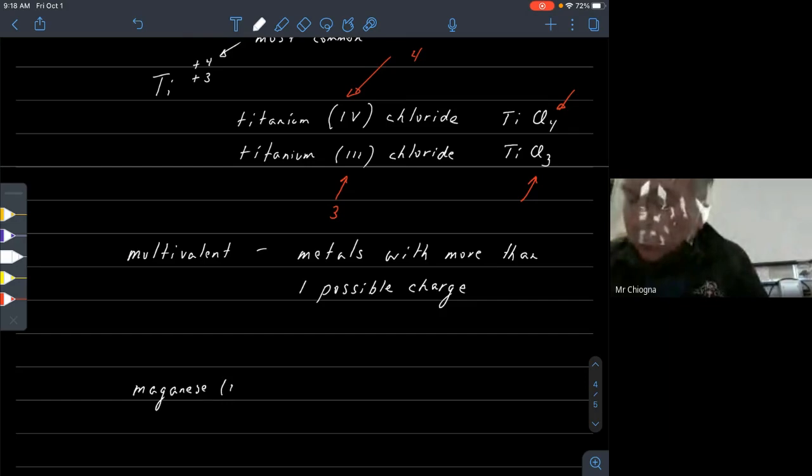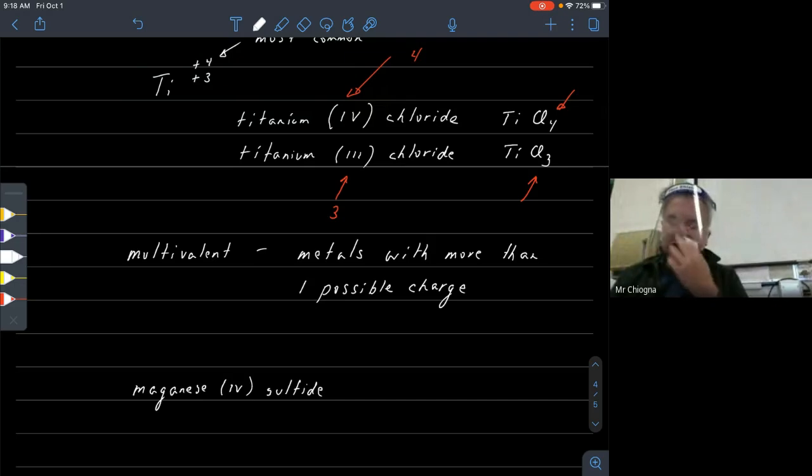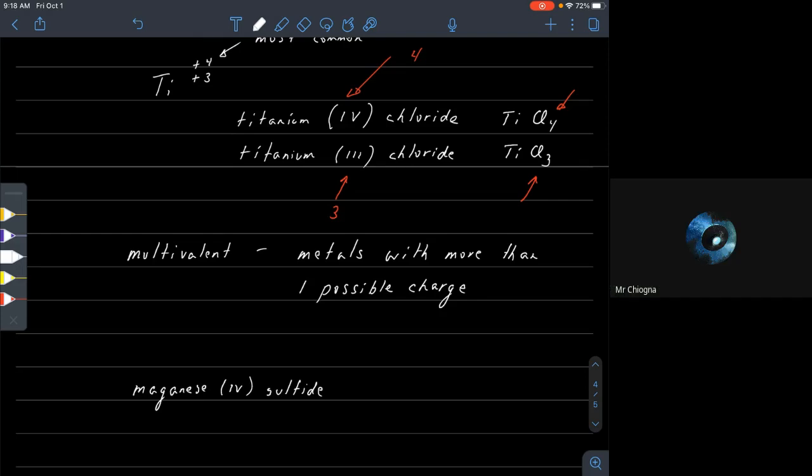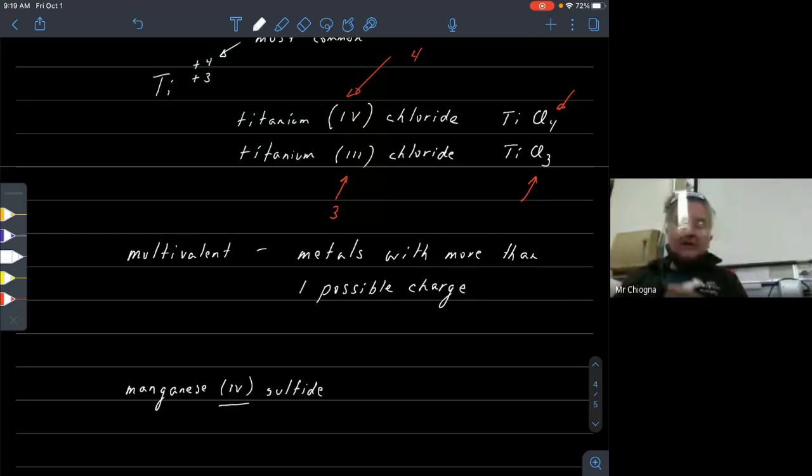So manganese 4 sulfide. Sometimes it's spelled with an F, sometimes it's spelled with a PH. Doesn't matter. PH is British. It's a reminder that it's multivalent. This is actually easy. You don't even have to look it up. It tells you what the charge is.